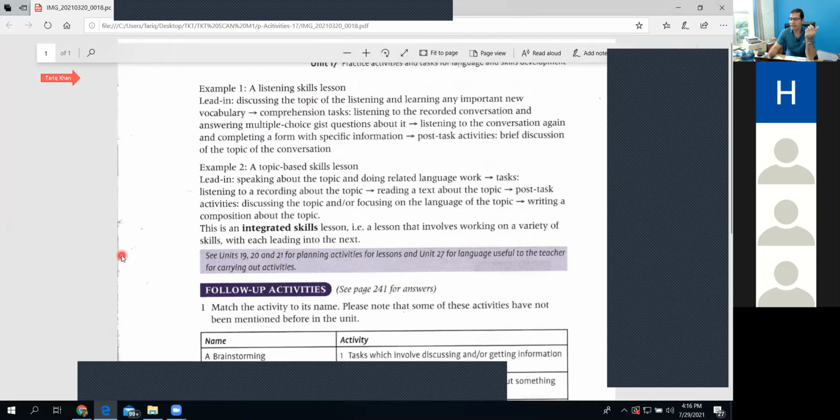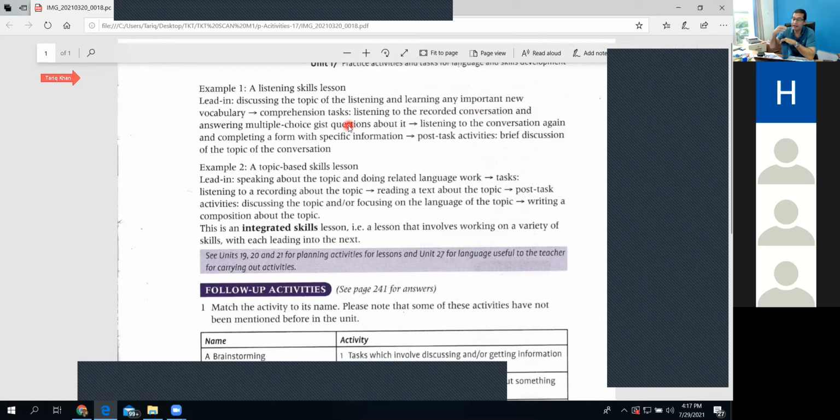Lead in. Why lead in the listening? Because to give them an idea what type of activity you are going to do in the listening. So lead in activity you need to do. Right. Discussing the topic of the listening and learning any important new vocabulary. So what happens in that? You discuss that in the lead in, what type of listening they are going to do and what kind of vocabulary they will face in that.